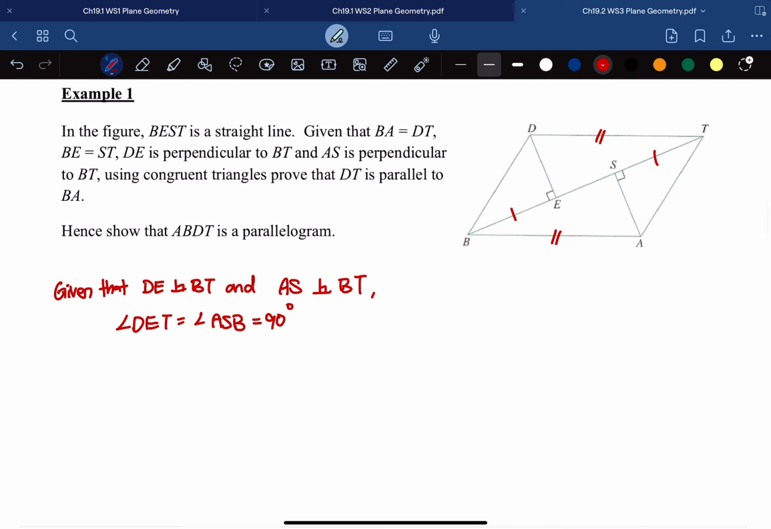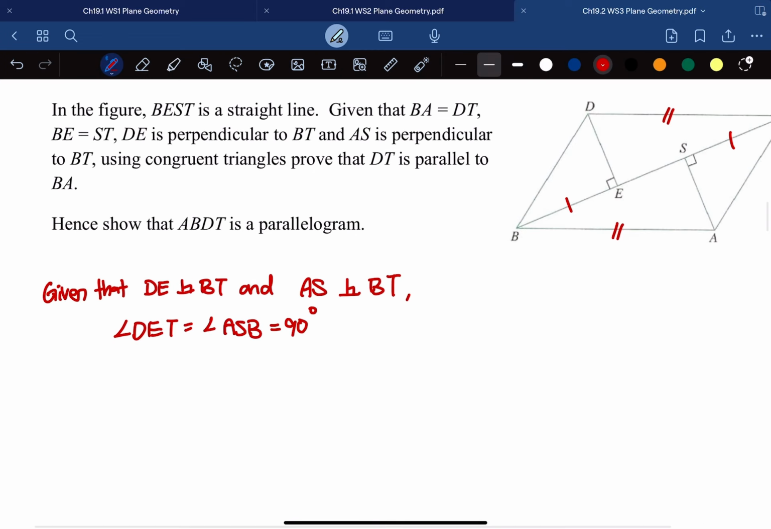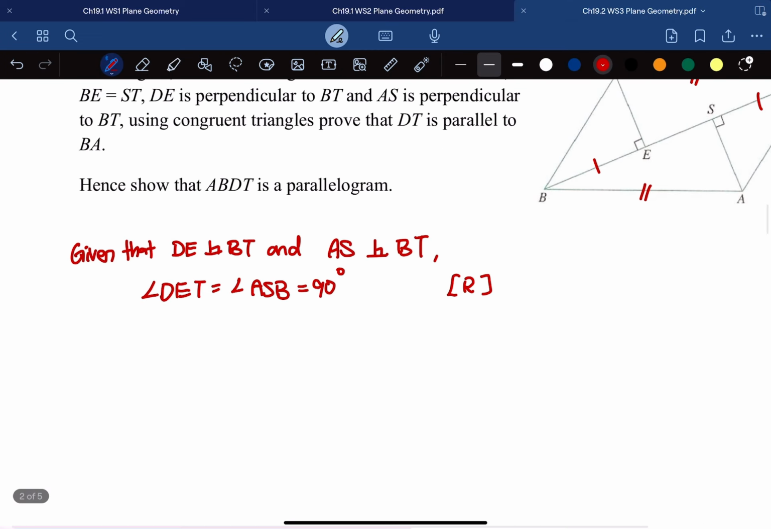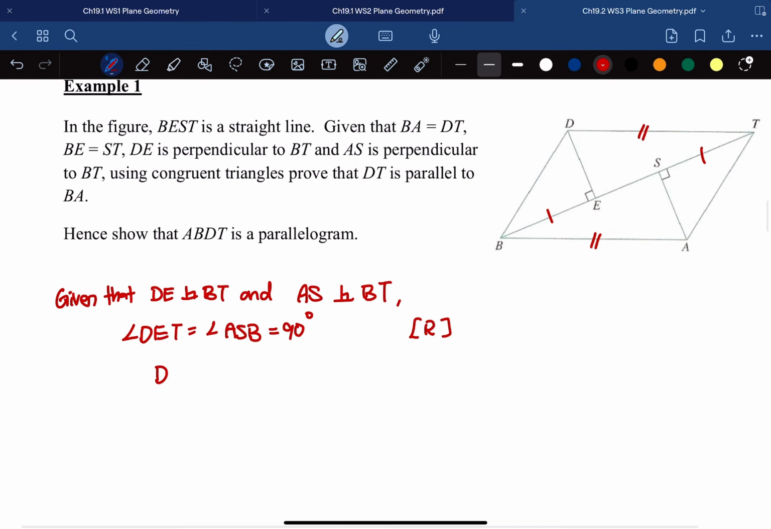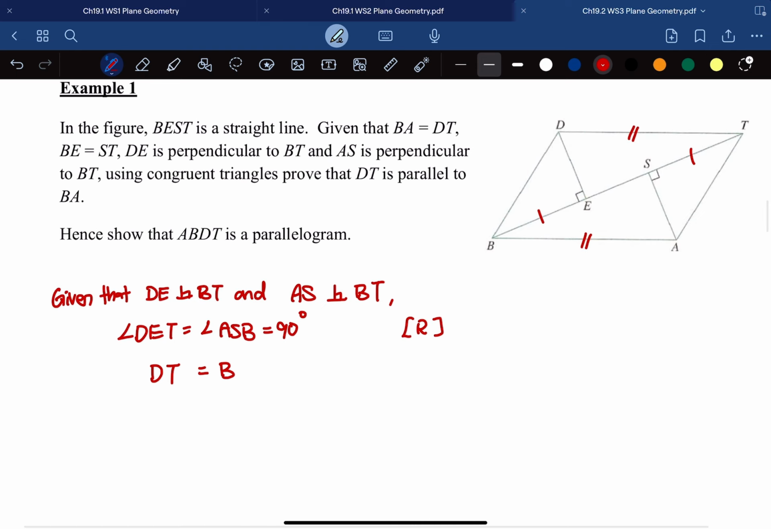Now by the congruence test, since this is a right angle triangle, we can use the RHS test. Next in the RHS test, I want to show that the hypotenuse is the same. So I know that this length here, the hypotenuse of the right angle triangle, is equal to this length here, which is also the hypotenuse of the other right angle triangle. So therefore, this is the R. Therefore, ET, given that DT is equal to BA, this is the next side.